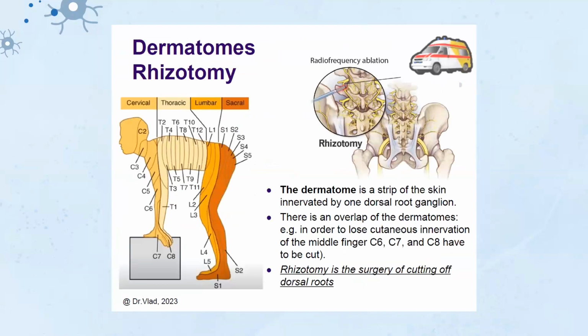Finally, the clinical cases, which are two cases: the dermatomes and the intervertebral disc. A dermatome is a strip of skin innervated by one dorsal root ganglion. So this whole skin is innervated by one dorsal root ganglion, and it is called a dermatome.